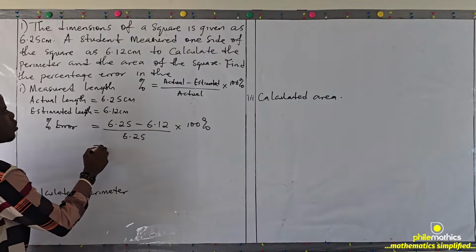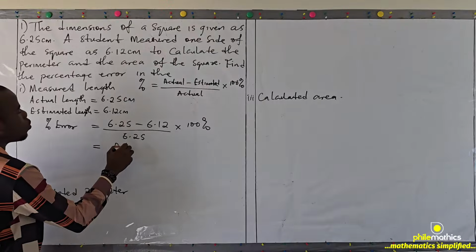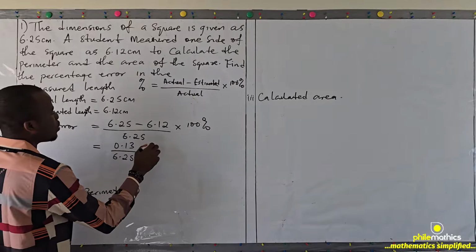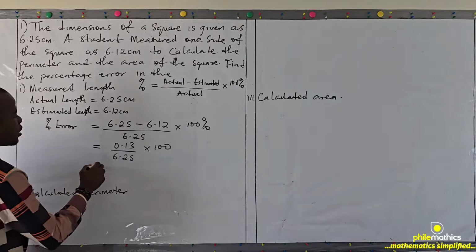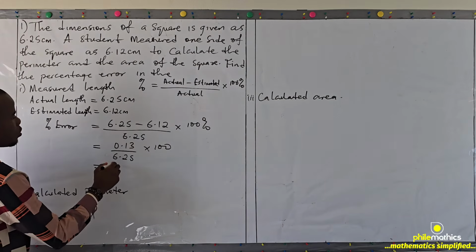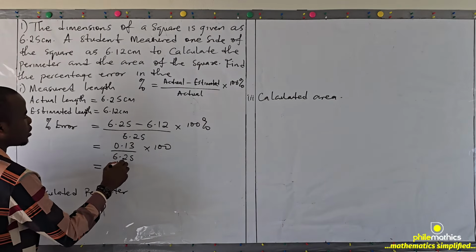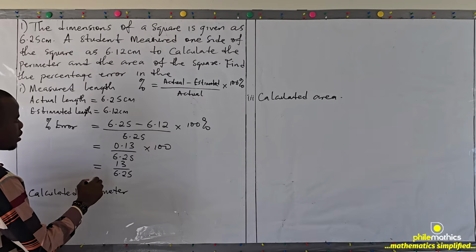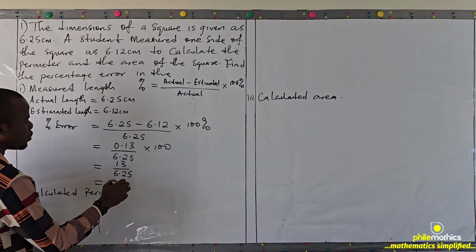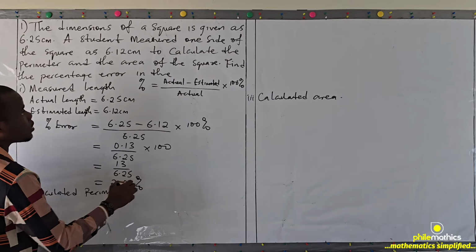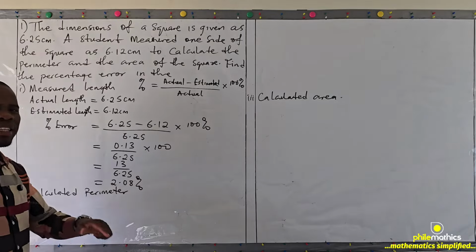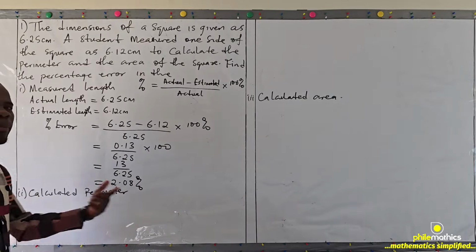If we subtract this, we'll get 0.13 over 6.25 times 100. And if we multiply this, we'll have 13 over 6.25. If we divide this, this will give us 2.08%. Part two says, find the percentage error in the calculated perimeter.